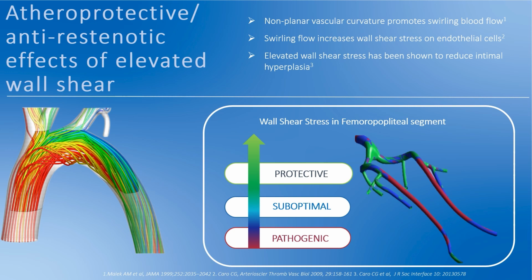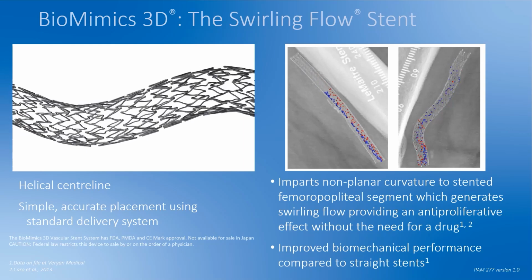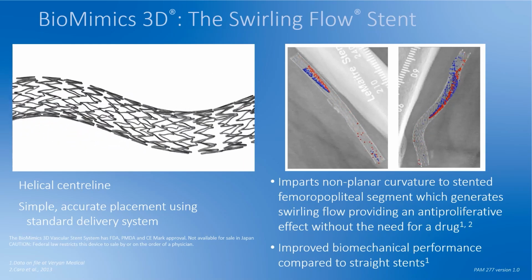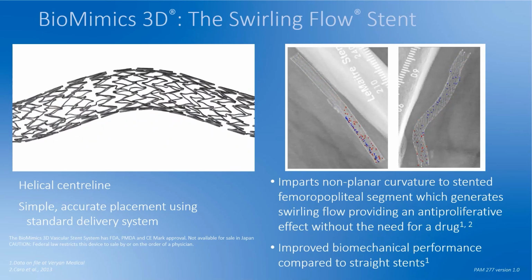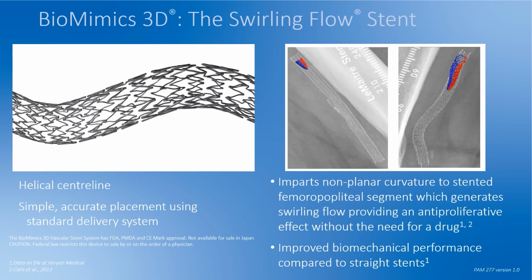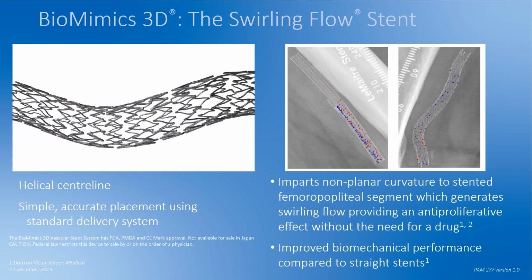Unfortunately, the magnitude of swirling flow, and therefore wall shear stress, falls within the SFA and popliteal arteries, which goes some way to explain the high prevalence of atherosclerosis and restenosis in these vessels. The Biomimics stent was specifically engineered to impart a helical shape to the artery that induces swirling flow, increases wall shear stress, and reduces restenosis.